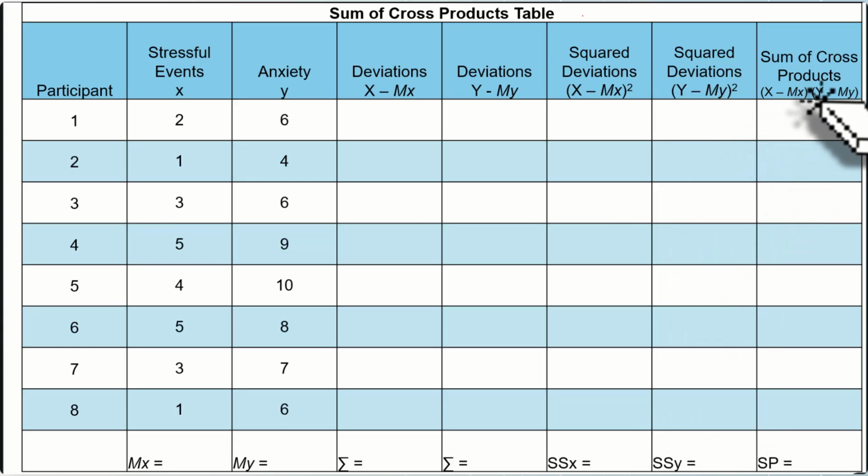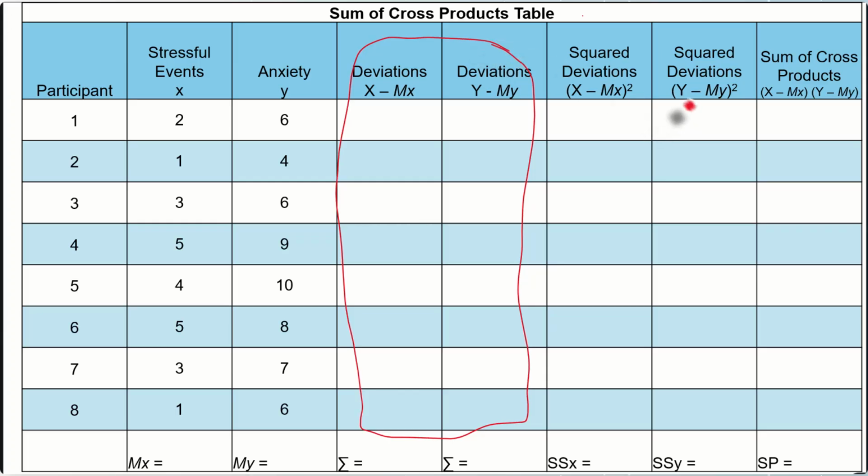And then the last thing is this new term called sum of cross products. And what we're looking at is actually multiplying the values of the deviations in both of these columns for each participant. So that's the X minus MX times the Y minus MY. That's what that means. And then when we get those values, we sum those to get what is called SP, or the sum of cross products. So that's going to be what we'll focus on. So we're going to go through this step by step.